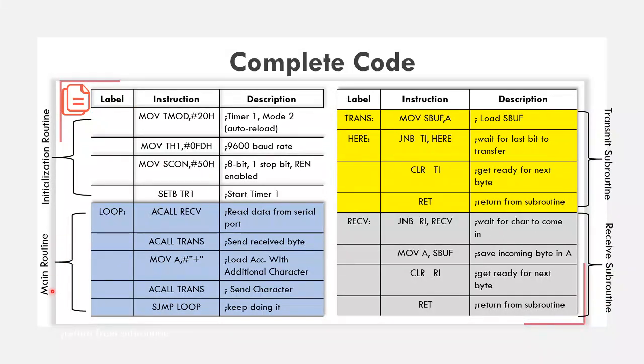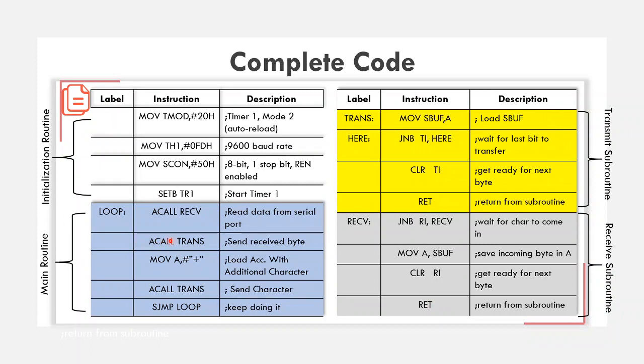This is the main routine. In the main routine, first we are calling the receiving subroutine by using this instruction, ACALL RECV. So when this instruction is called, it jumps from here to this routine, and here it is waiting for the RI flag, meaning waiting for the data to be received. When the data is received, it moves to the accumulator, this flag gets cleared, and from here it returns back to here.